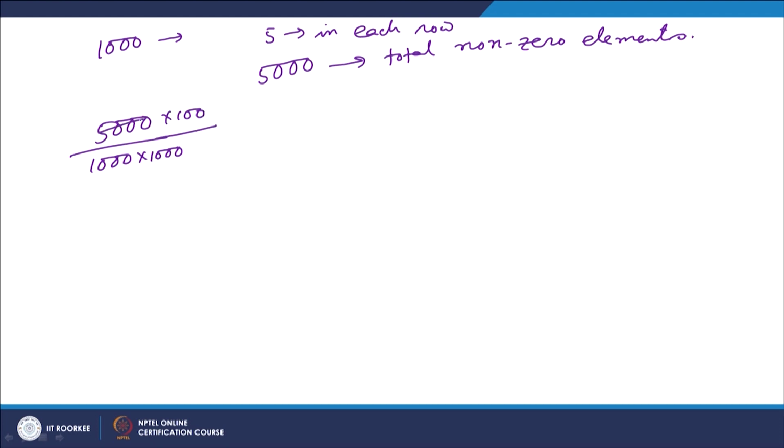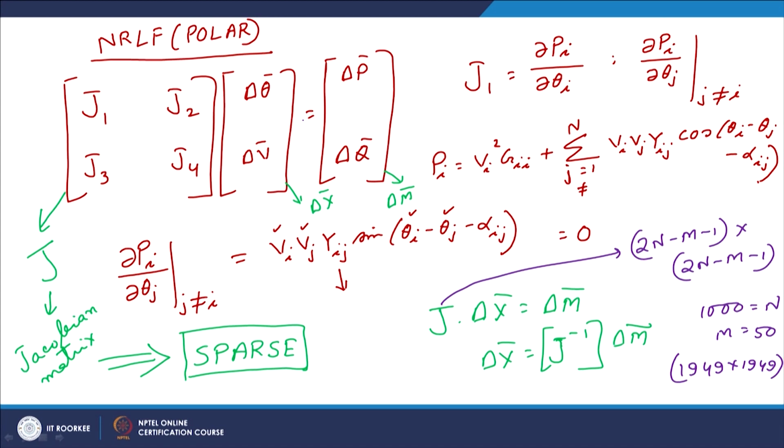So, this is 5 by 1000, and this is 200, just half percent. So, you see, more than 99% of this matrix is 0. The same thing will also be reflected in the case of the J matrix. For this J matrix also, more than 99% of the elements would be 0.